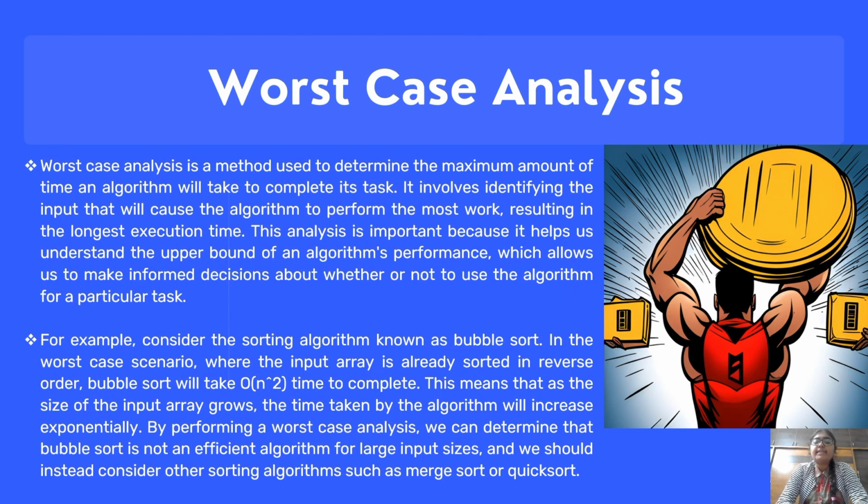For example, consider the sorting algorithm known as bubble sort. In the worst case scenario, where the input array is sorted in reverse order, bubble sort will take O(n squared) time to complete. This means that as the size of the input array grows, the time taken by the algorithm will increase quadratically. By performing a worst case analysis, we can determine that bubble sort is not an efficient algorithm for large input sizes, and we should instead consider other sorting algorithms such as merge sort or quicksort.